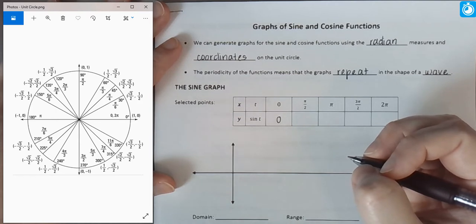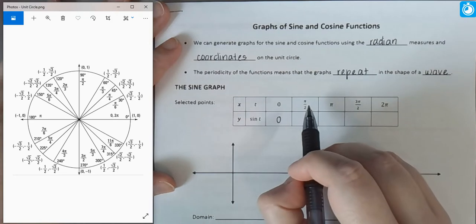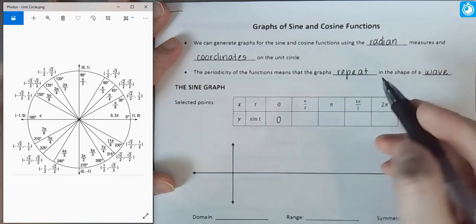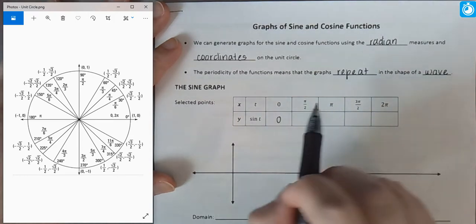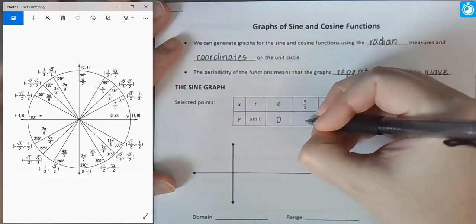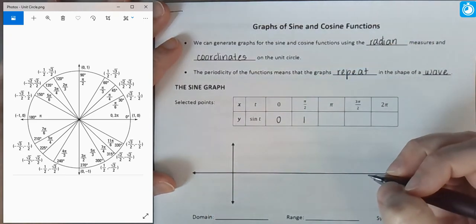I want you to think about what's happening to the value for sine. So remember, sine represents our y-coordinate. As we travel around the unit circle, going from 0 radians to pi over 2 radians, our y-coordinates are increasing, and they increase until they get to a y value of 1. So once we reach pi over 2, the value of our sine function is going to be 1.